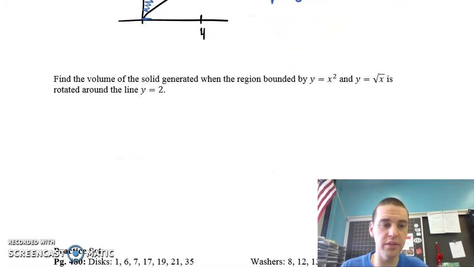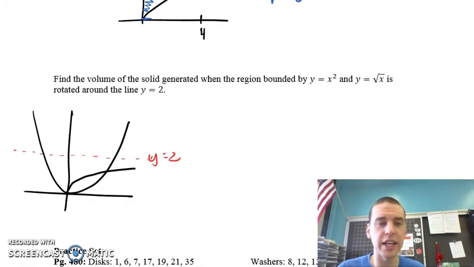Okay, and the last one that we're going to look at has two functions that are rotating around the line y equals 2. There's the difference. We've always been rotating around the x-axis. This one's now y equals 2. So we have y equals x squared and square root of x. We know that we're rotating this area about this line. We're going to have a really large hole of no matter in the middle.